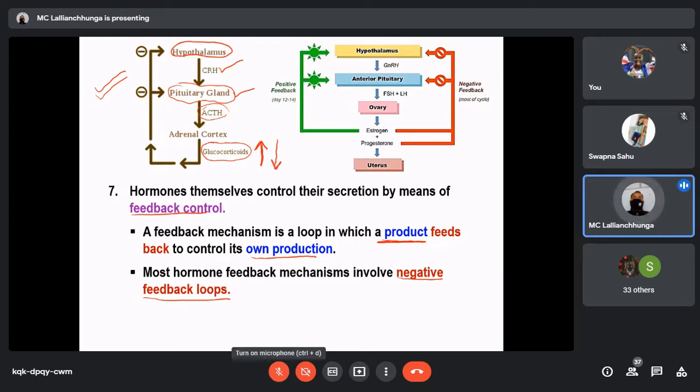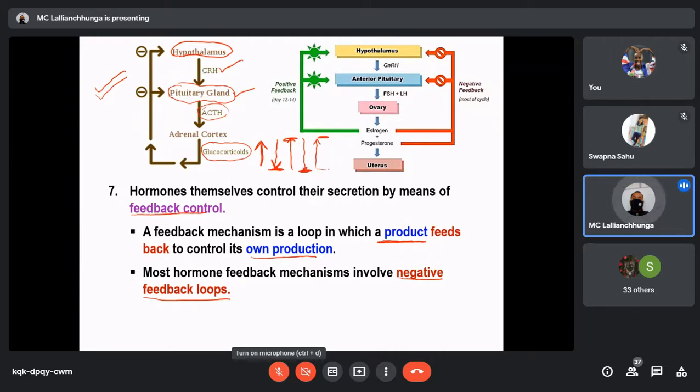But when it reaches the lower limit, this negative feedback mechanism is removed again, so the hypothalamus starts producing more CRH. More CRH means more ACTH, and more ACTH means more glucocorticoids again. Then the glucocorticoid level rises again. When it reaches the upper limit again, the negative feedback mechanism operates again and it goes down. But when it reaches the lower limit again, it goes up. So this is the range.